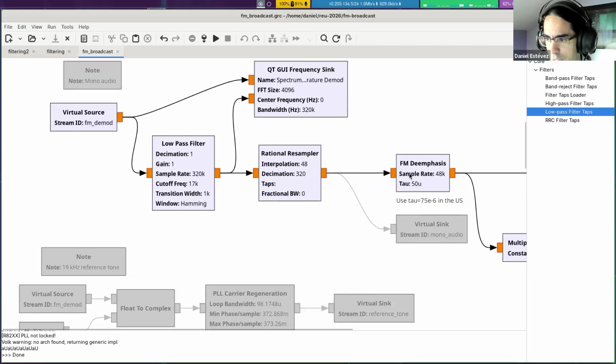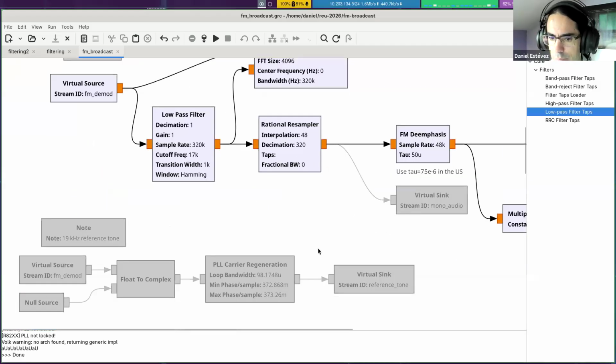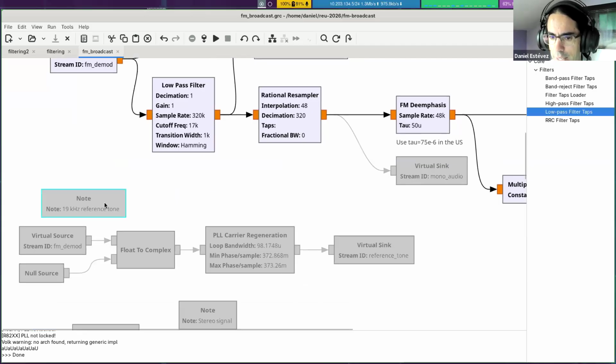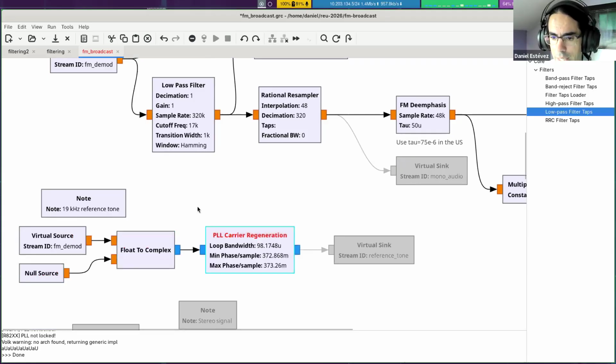Okay. So that's what the de-emphasis block is about. Then let's get on working with the reference tone at 19 kilohertz. First of all, we convert it to complex. That's as easy to do as adding an imaginary part, which is 0.